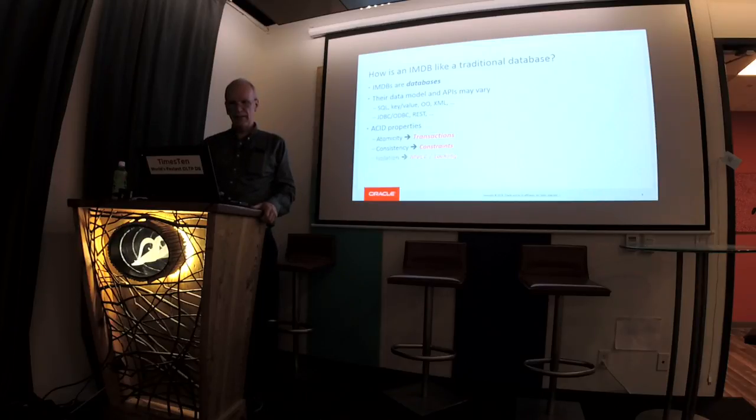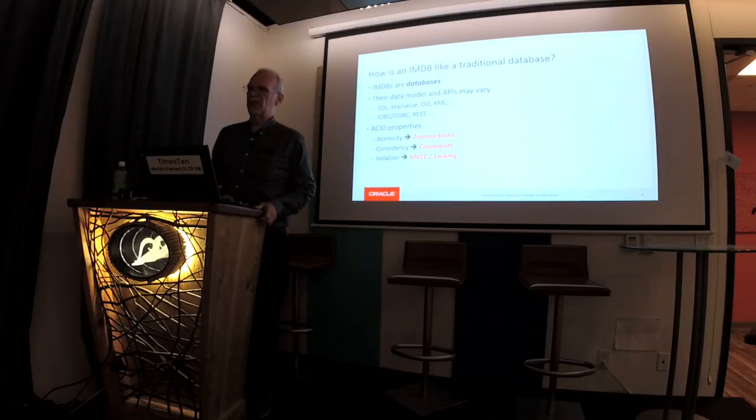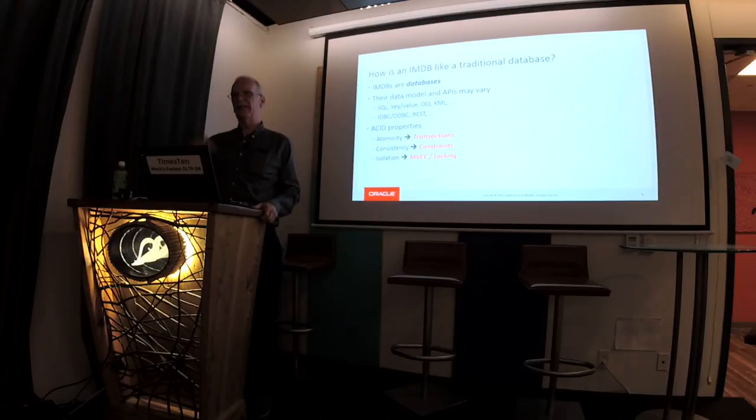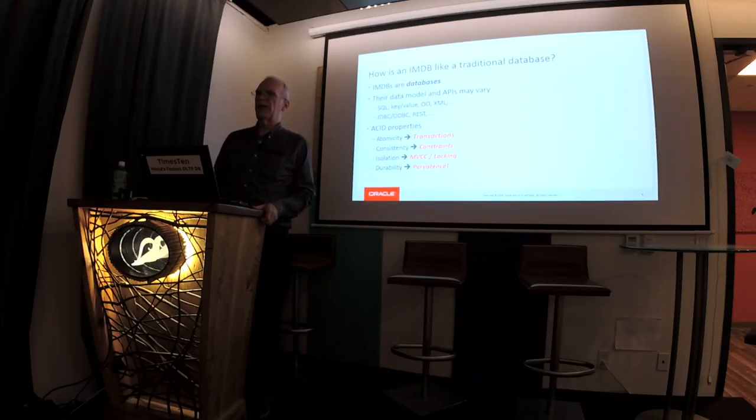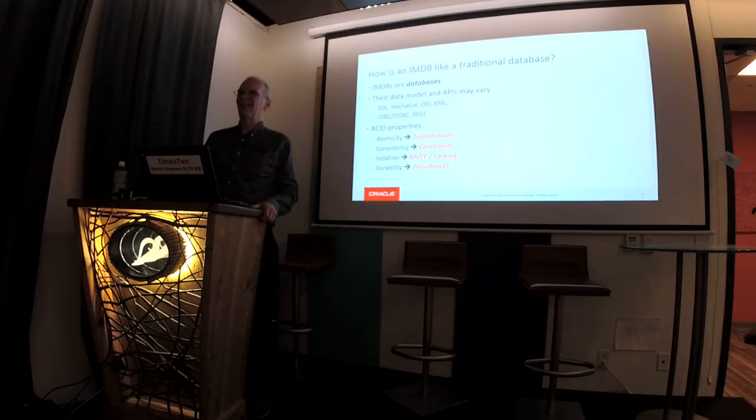I is isolation. Can we both make changes in isolation? It gets into repeatable read and all of these isolation modes you've heard about. And D is durability. That's persistence. It can't be a database unless you can actually store my data. Things that lose your data probably aren't really databases.